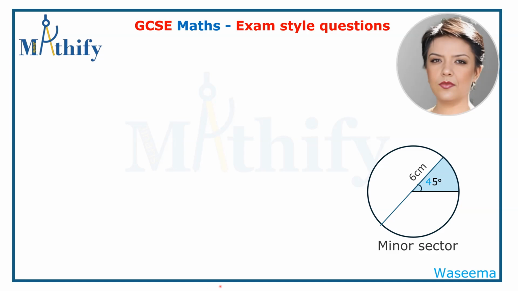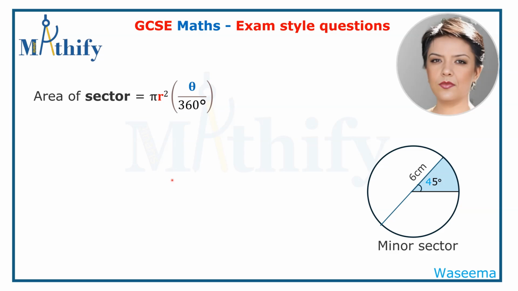We are given a minor sector here. The angle of this particular sector is 45 degrees. Our diameter is 6 centimeters. We are asked to work out the area of the minor sector. So the formula is the same as for the major sector: pi r squared multiplied by the angle of the sector divided by 360.